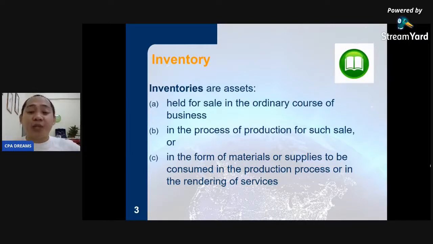Now, in the process of production, this is where manufacturing comes in. It means you manufacture products. You buy materials and supplies that you will use in production, and then you provide them as finished goods. After that, you have finished goods inventory, then you sell it, which is called sale, and your inventory becomes cost of goods sold.